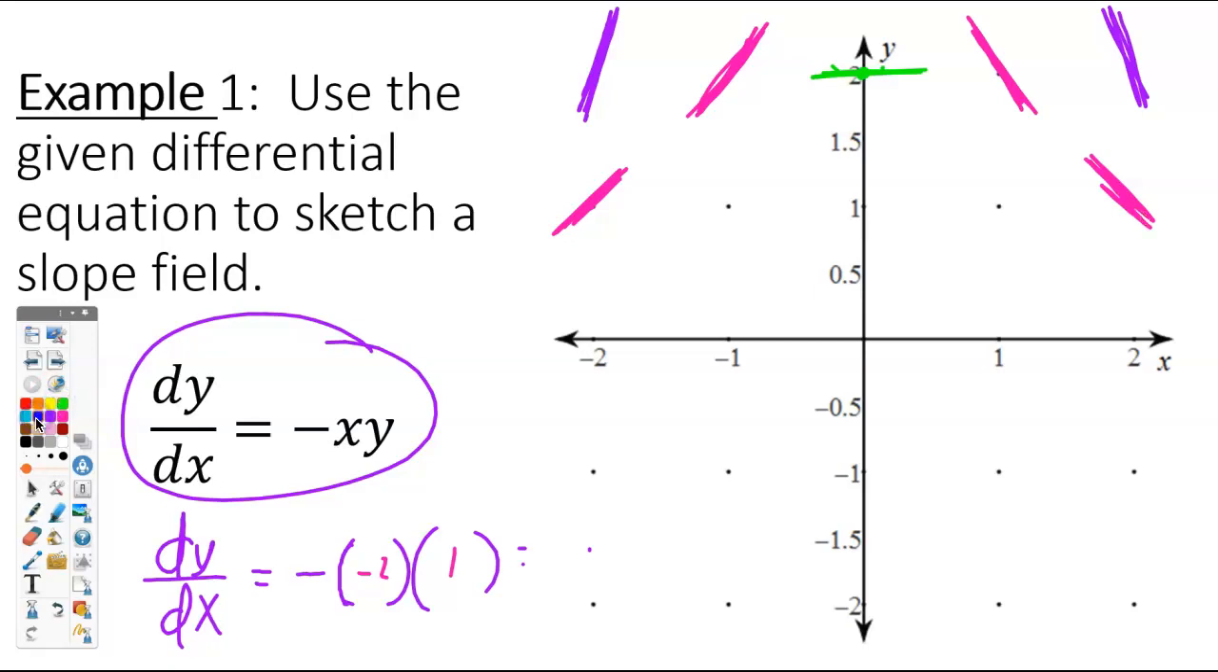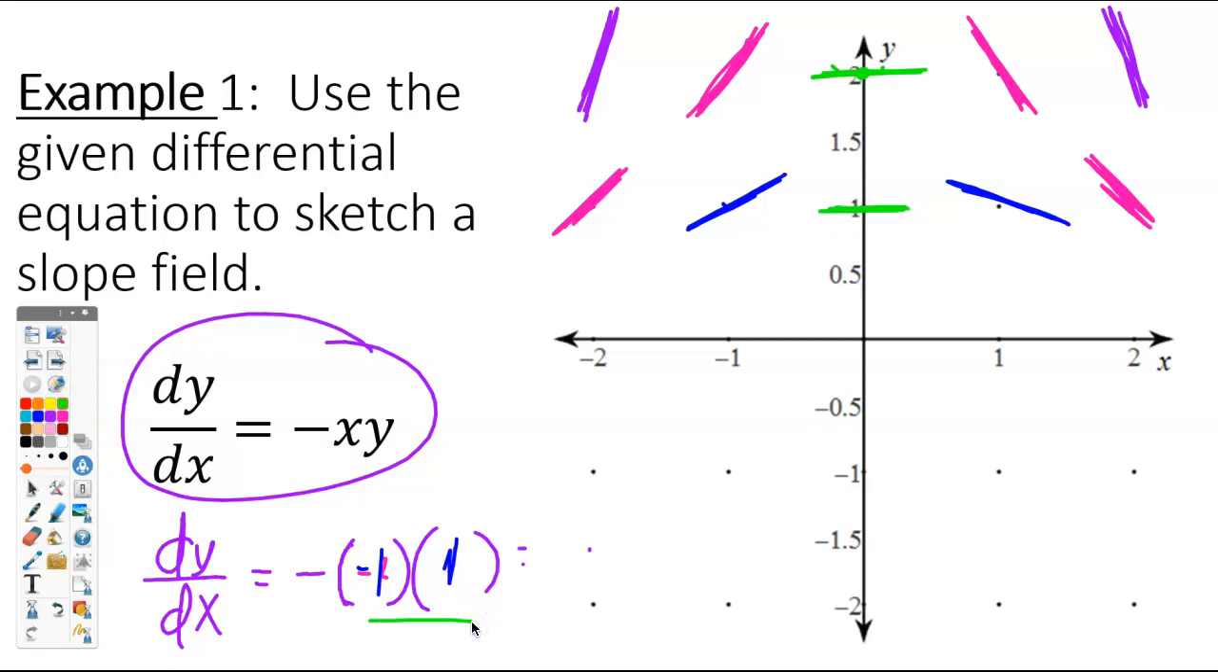Let's do blue this time. If I plug in this point, which is -1 and +1, I'm going to end up with a slope of 1. So now 1 is going to be slightly less steep than the pink line, a little bit flatter. And as we can predict, this is just going to be a reflection. And then once again, here in the middle, we're going to end up with a flat one again because we're going to plug in a 0, and that's going to make the whole thing become 0.